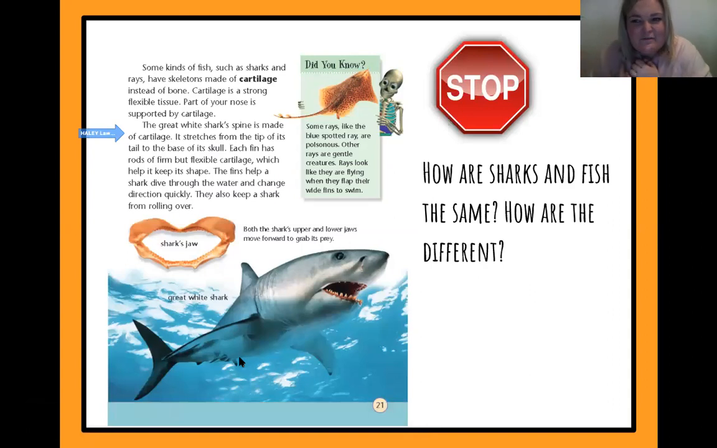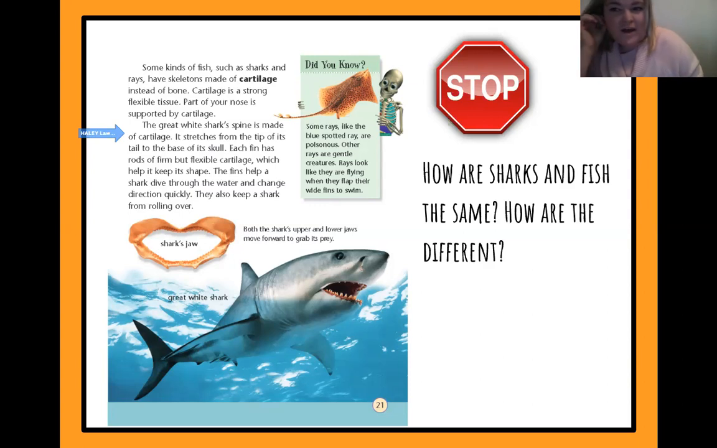Now, how are they different? What are their bones made out of? Exactly. The fish have bones, but the sharks don't have bones. They actually have cartilage as their skeleton. So that's a huge difference.